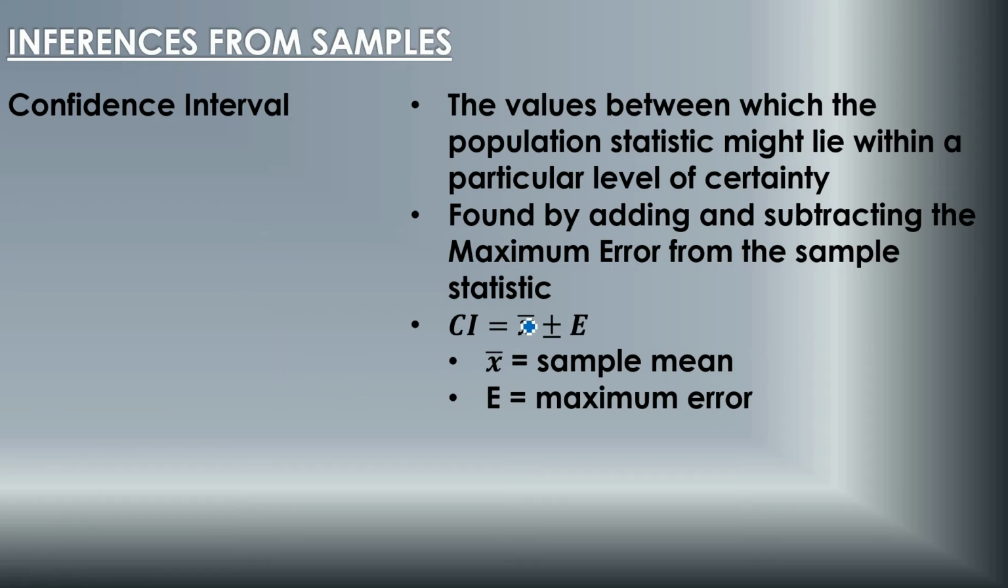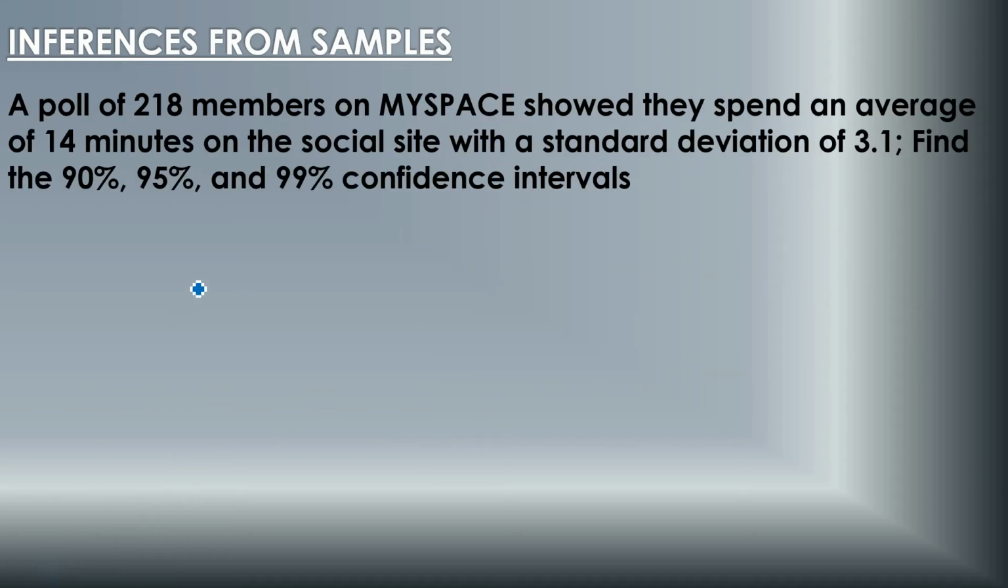Okay, to get our confidence interval, we're basically going to take our sample mean. So that's what that is. This is our sample mean. And we are going to take our maximum error, and add and subtract it from it. And that will give us our interval. So here's an example problem. I might not do all of these, but let's go ahead and try it.